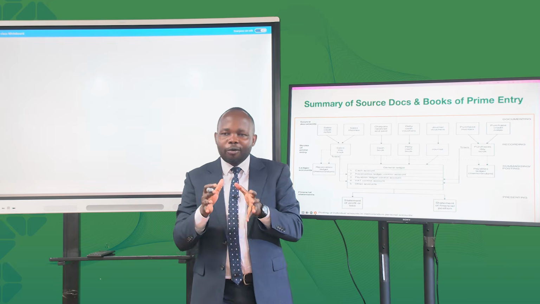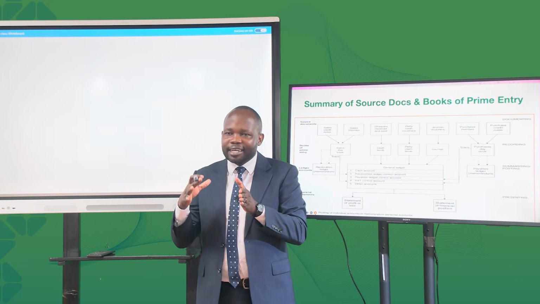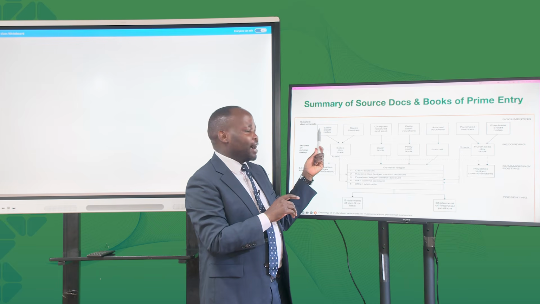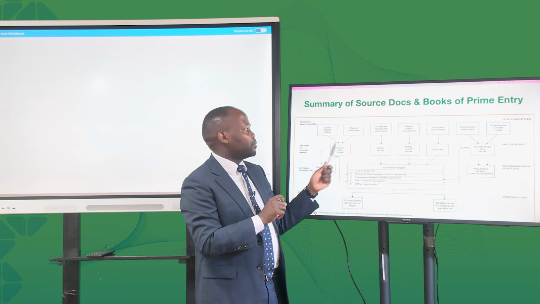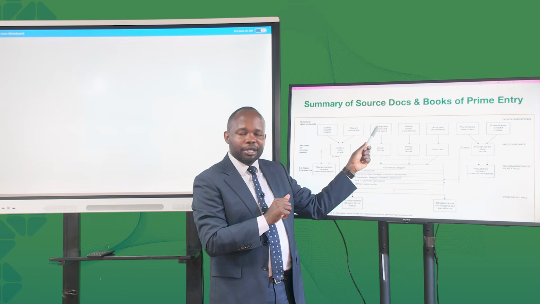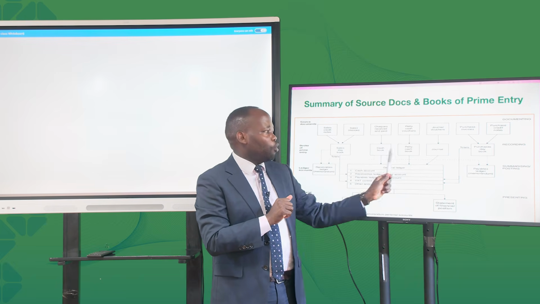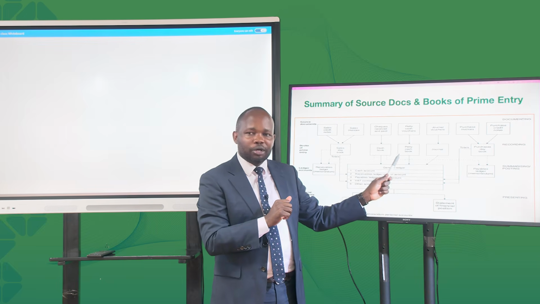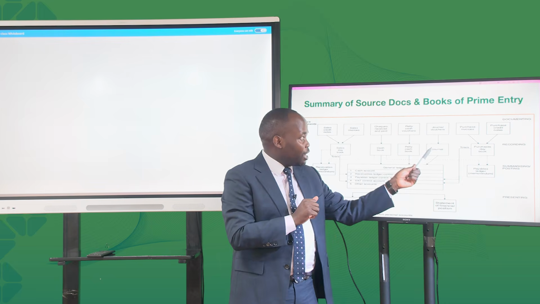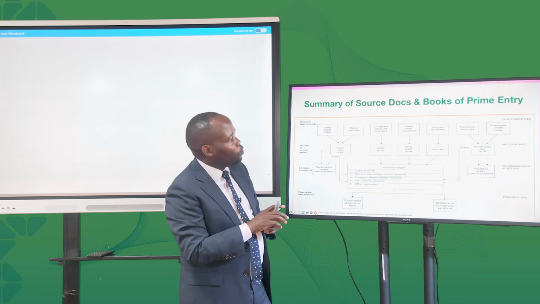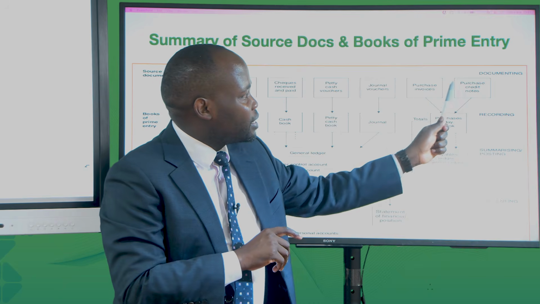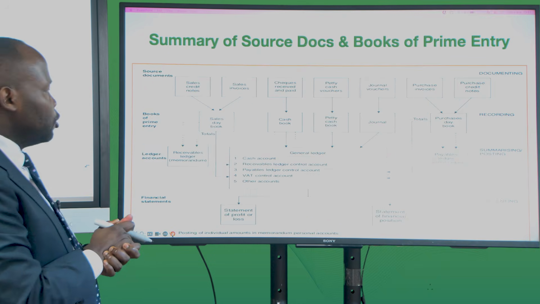So in summary, which documents are recorded in a sales day book? We are talking of sales invoices and sales credit notes. Which documents are recorded in a cash book? Checks that have been received or paid. What is recorded in the petty cash book? That is petty cash vouchers. What do we record in a journal? Journal vouchers. What do we record in the purchase day book? Purchase invoices and purchase credit notes.